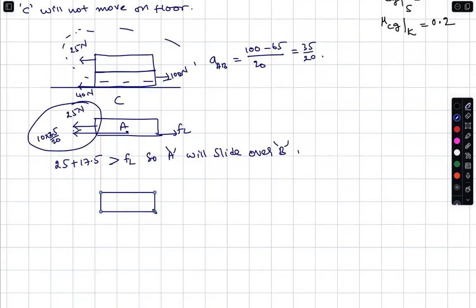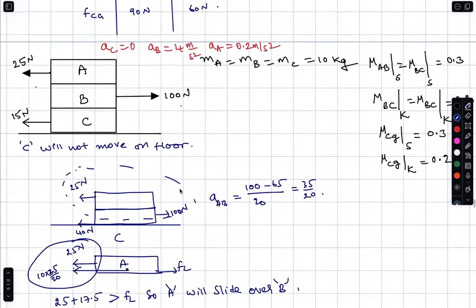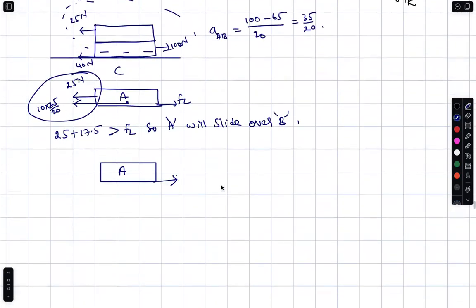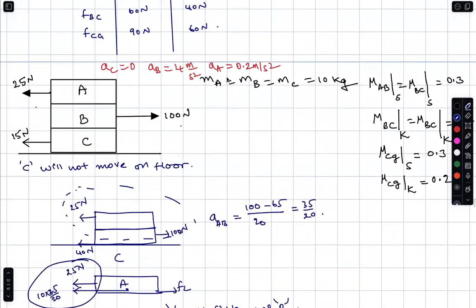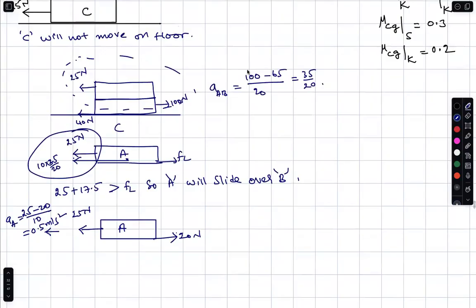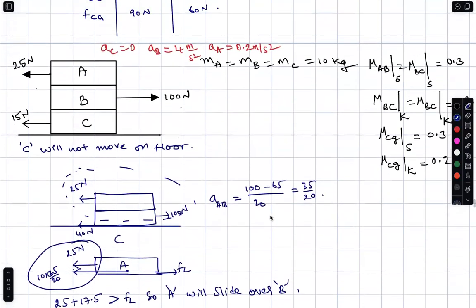Boys, look here. It is A. What is the relative slipping? 20 Newton. 25 Newton. Because you committed me that. A slips over B. Now, what is the acceleration? In this direction, you will have acceleration, which is nothing but 25 minus 20 by 10, 0.5 meter per second square. Done. First part of the question is done. 0.5, or 5 by 10.